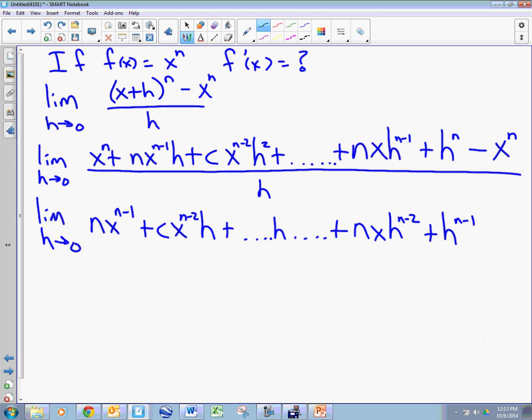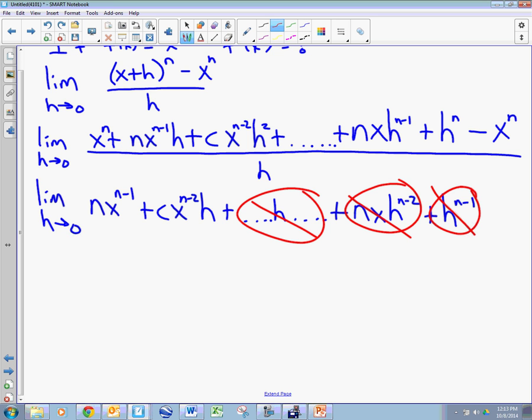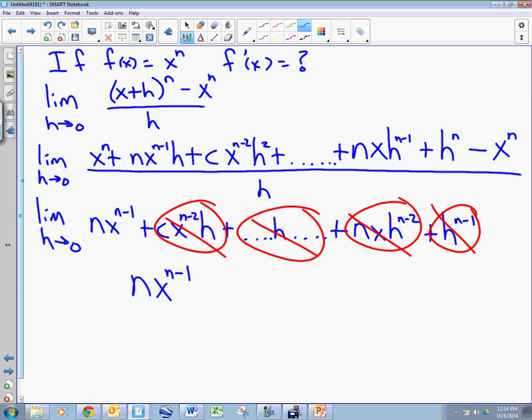Okay, so can I now let h go to 0? I can let h go to 0 because it's not in the denominator. So if I let h go to 0, what's going to happen with this guy? 0. What's going to happen with this guy? 0. What's going to happen to everything in the middle? 0. This one, 0. This one is the only one that's left. So you get n times x to the n minus 1. So our question from the beginning was, suppose that your function is x to the n, then f prime of x is equal to n times x to the n minus 1.